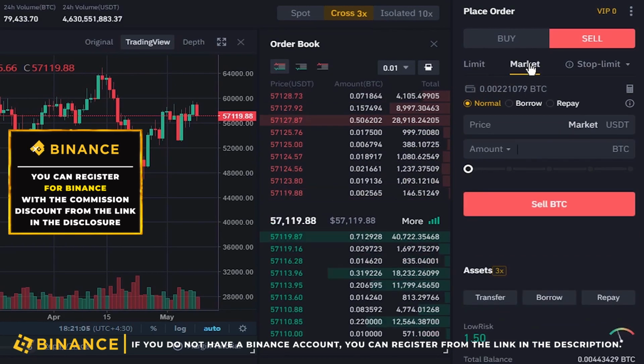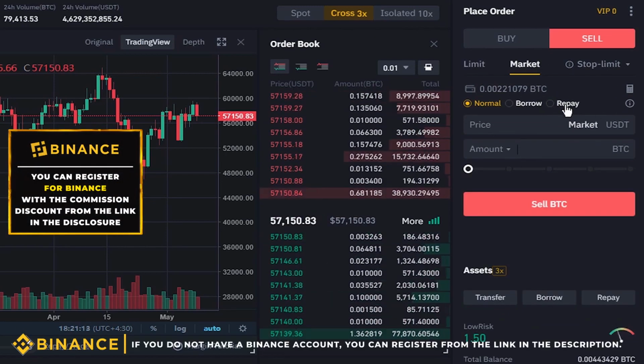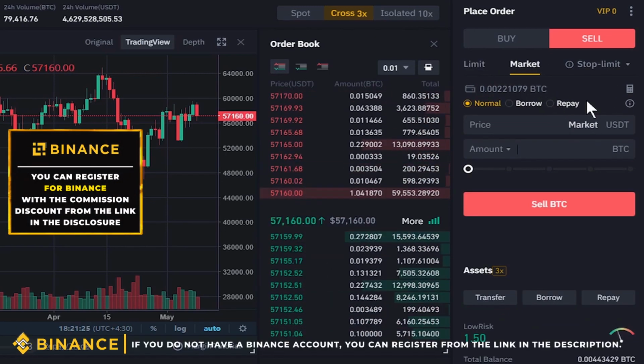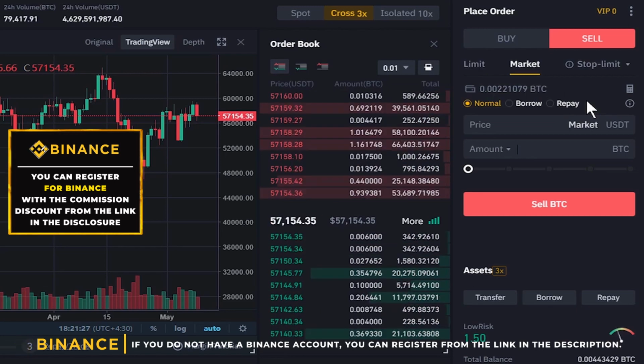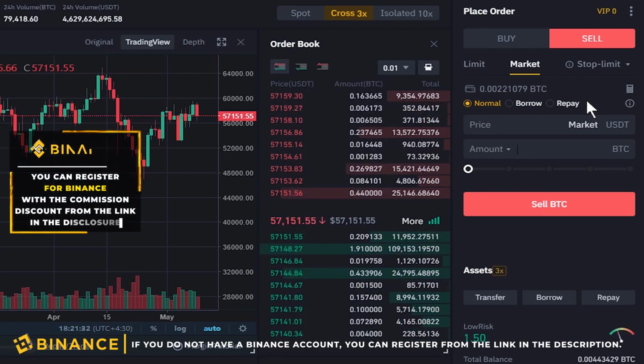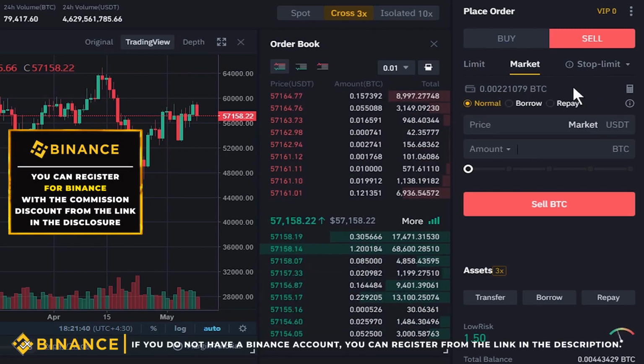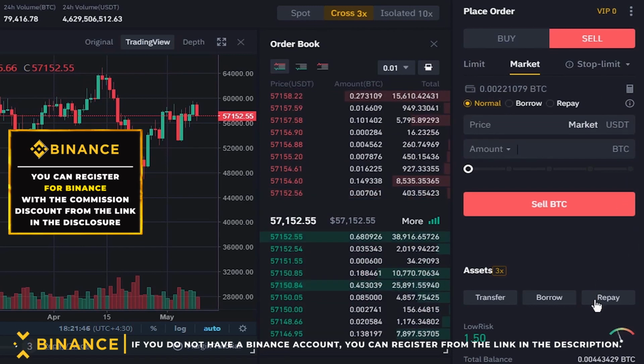Pay attention that one way is to select repay options here. So after selling the BTC, the resulting USDT will be used automatically to repay the debt if it's enough. Or the other way is just selling the coins normally and then repaying the debts with the help of this button here.